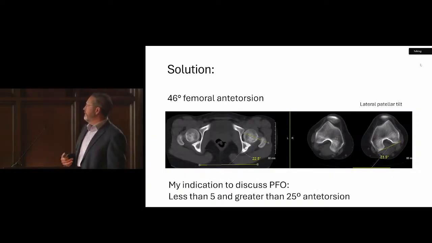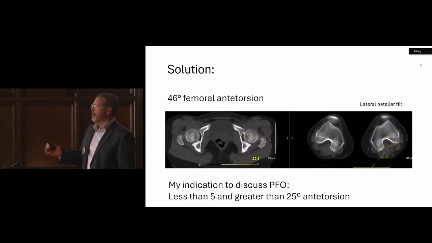And so I've actually gone to where if they have less than 5 degrees of femoral antitorsion, it's at least a discussion to have, with or without a PAO, if they have intra-articular pathology or hip pain that's not getting better with conservative treatment, or if they have more than 25 degrees, because those are the patients that have come back, having not addressed the femur, still having symptoms.